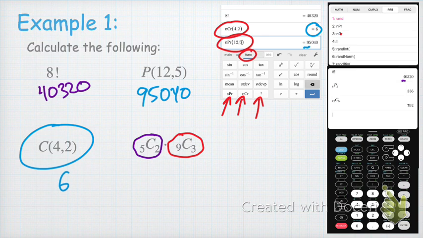I'll go to the math menu and over to probability, and I'm going to choose nCr and put my 5 in and my 2 in, and that is 10. And then I'll do the same calculation with 9 and 3. So 9 nCr 3 is 84. And then finally I'll multiply these together. So 10 times 84 is 840.